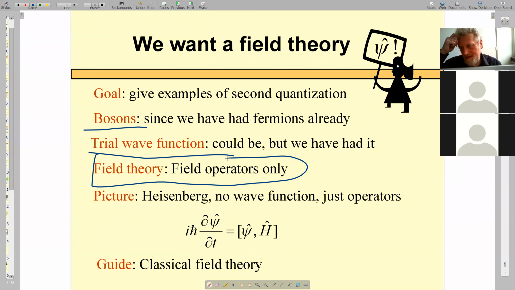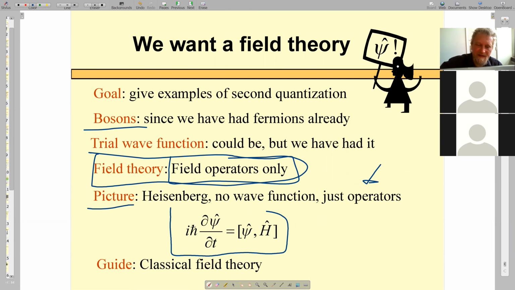So we will try to understand the properties of superfluid using only field operators. Again, I don't want to even talk about wave functions. I would like to resort to the Heisenberg picture, where the wave function is irrelevant, and we just talk about operators. This is the Heisenberg equation for the field operator.